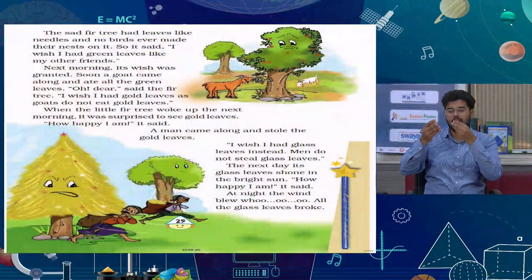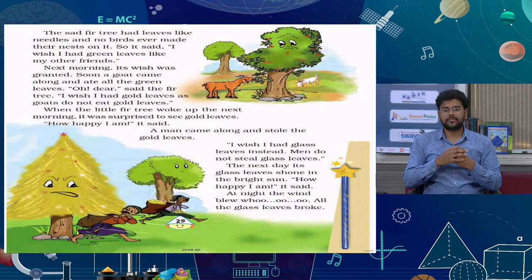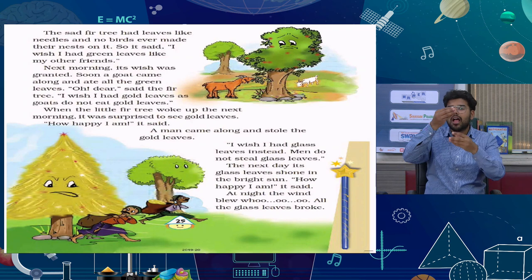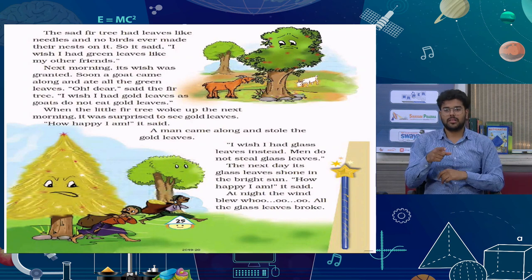अगले दिन जब fir tree नींद से उठा तो उसने देखा कि उसने पत्तों के बारे में जो मांगी थी वो वही हुआ. Instead of the needle like leaves, the tree had leaves like this. And soon, a goat came along and ate all the green leaves. लेकिन इतने सुंदर जब पेड़ में पत्ते लगे हुए थे तो एक गोट आया, एक बकरी आई और उसने सारे पत्ते खा गए. So of course the tree became sad again.